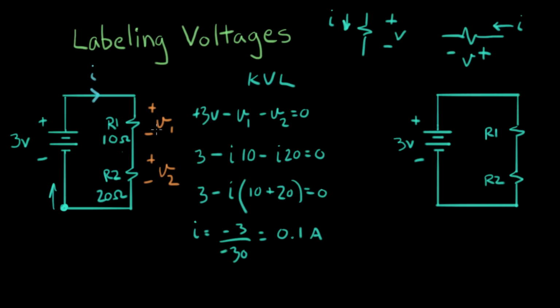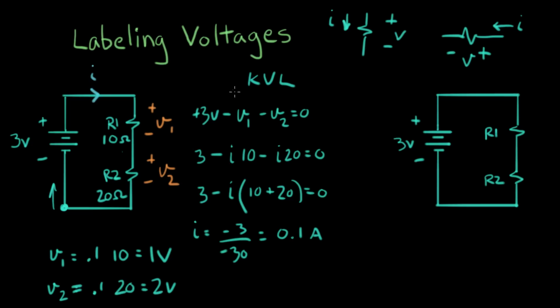Let's just pick out V1. Let's solve for V1. And we said earlier that V1 was I times R1. So V1 equals I, which is 0.1 amps, times 10 ohms, equals 1 volt. If we do it for V2, that equals 0.1 amps times 20 ohms, and that equals 2 volts.